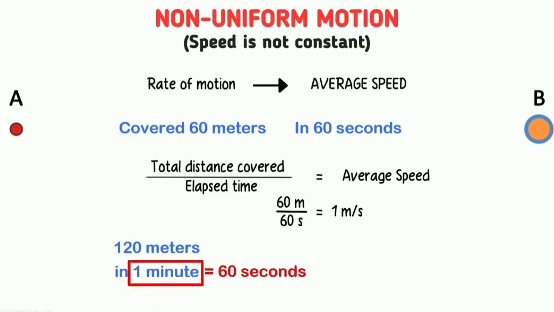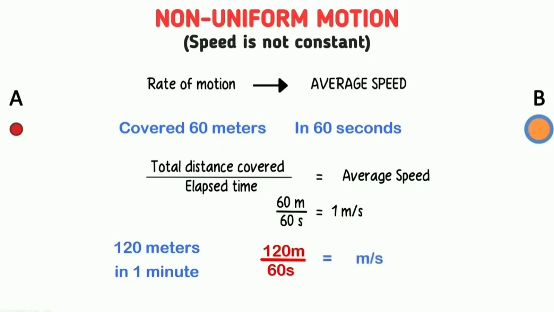1 minute equals 60 seconds. This would mean distance covered was 120 meters in 60 seconds. So what was the distance covered in 1 second? Correct, 2 meters per second. So make sure to stick to standard units for now and always mention the units being used.